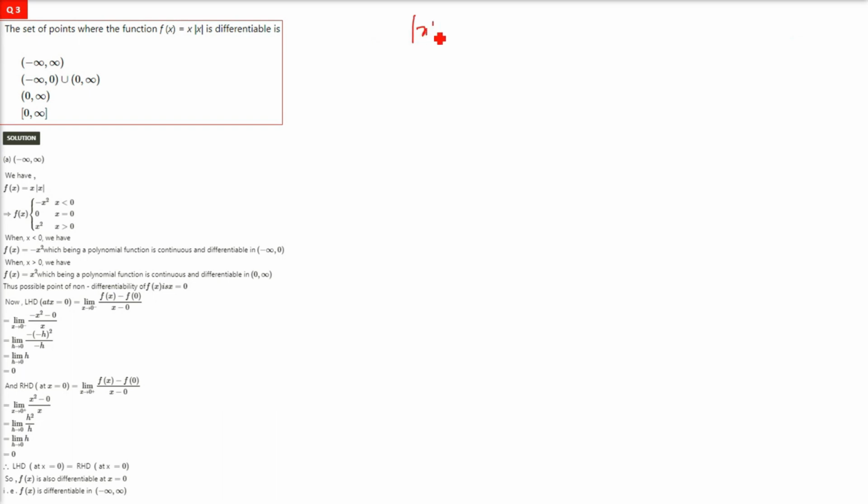So mod x, just to revise, when x is greater than or equal to 0, it is x. It is negative x when x is less than 0. So x into modulus x, you just multiply it by x. That will not change. So x into modulus x will be x square when x is greater than or equal to 0, and negative x square when x is less than 0.